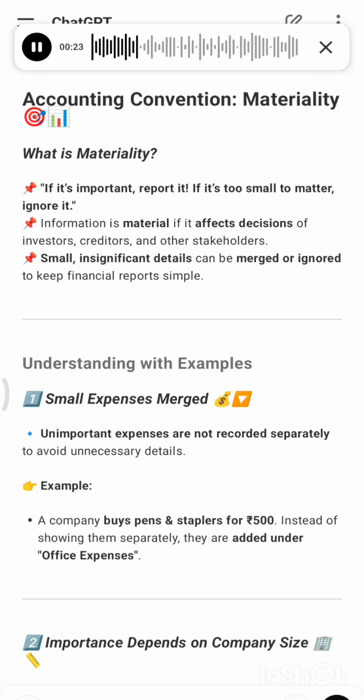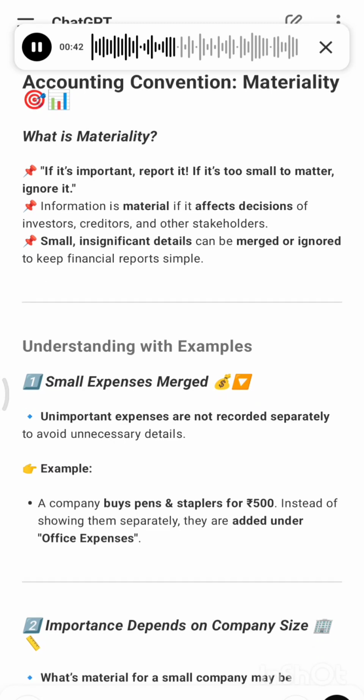Understanding with examples. 1. Small expenses merged. Unimportant expenses are not recorded separately to avoid unnecessary details. Example: a company buys pens and staplers for $500. Instead of showing them separately, they are added under office expenses.